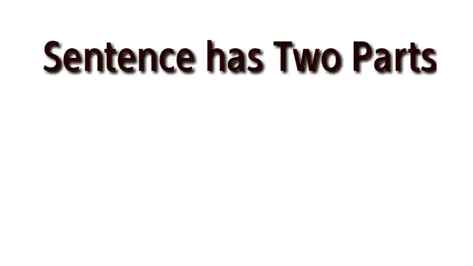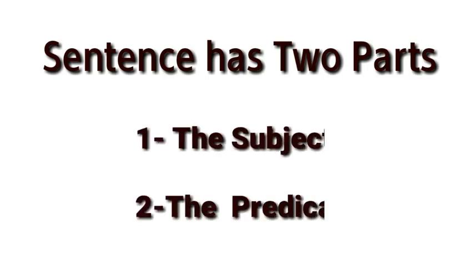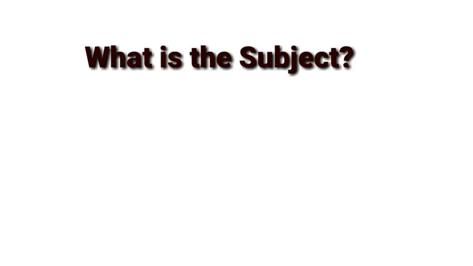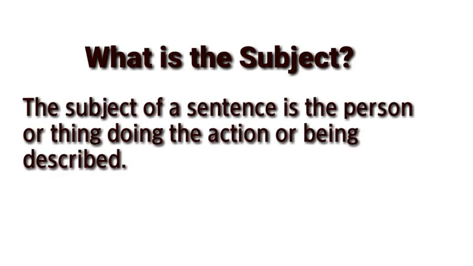A sentence has two parts. The subject and the predicate. What is the subject? The subject of a sentence is the person or thing doing the action or being described.